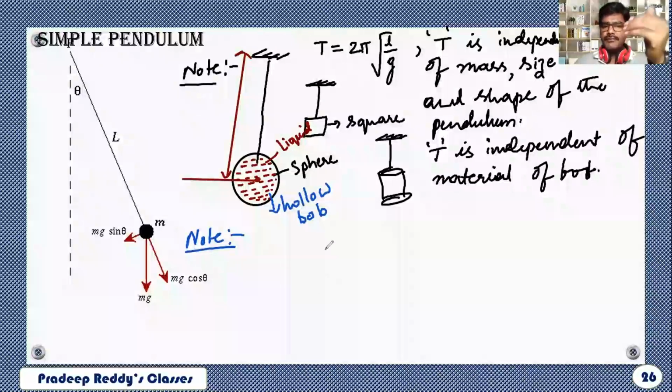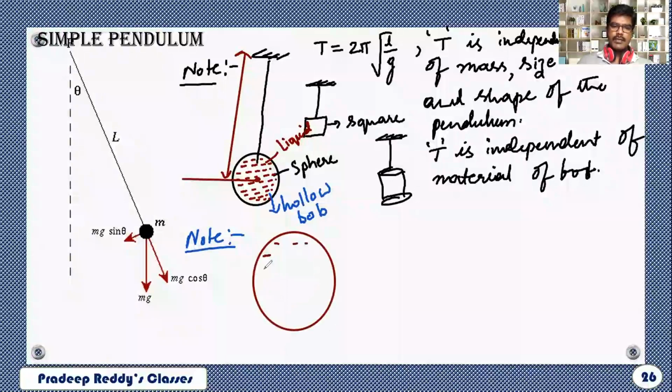Now, if liquid is drained out from that hollow bob slowly, like if suppose there is a small hole in this bob, what actually happens? You are taking this as a bob and this is the liquid in the bob. If there is one small hole here, slowly liquid will come out. When the liquid comes out, what would happen? The total liquid level comes down.